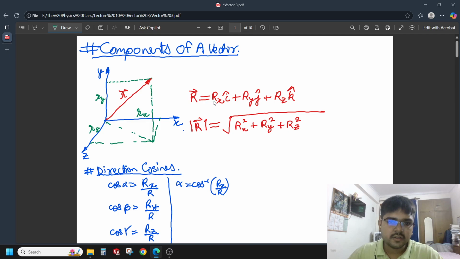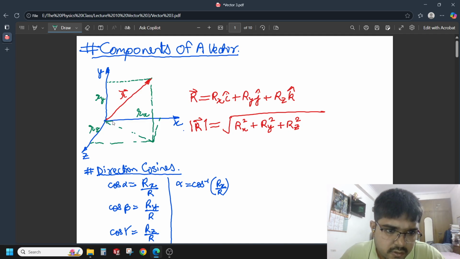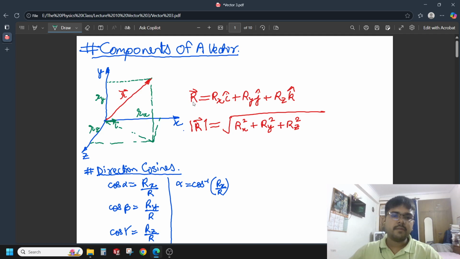So R vector is equal to Rx i cap. The unit vector along this direction is a small unit vector, this would be i cap, plus Ry j cap plus Rz k cap, and the R vector modulus is the whole under root of Rx square plus Ry square plus Rz square.